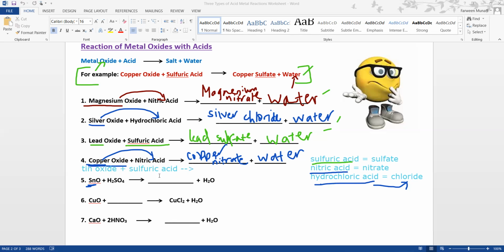So tin sulfate. See, it's just a matter of knowing how to read the chemical equations. That's the only bit. If you know how to read it, it's pretty easy for you to arrive at the correct answer. So tin sulfate is correct. The reason being that H2SO4, remember, is the chemical formula for sulfuric acid. And we know that sulfuric acid produces the salt known as sulfate. So then we just connect tin with sulfate. So tin sulfate is the metal salt.